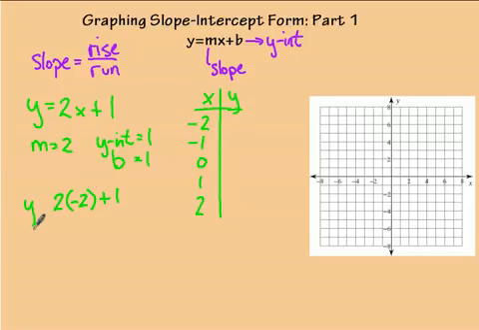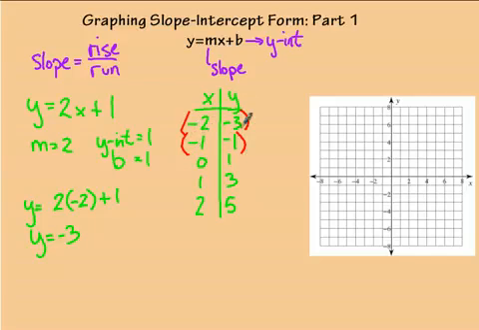If we take 2 times -2, we get -4. -4 plus 1 is -3. So my output value for -2 is -3. And what we'll do is we'll take these other values and just replace this -2, and we'll complete our table. All right. So once we've completed our table, these numbers, they're just ordered pairs, and you're going to plot them like you would any other ordered pair.